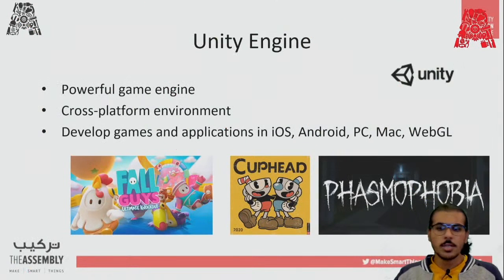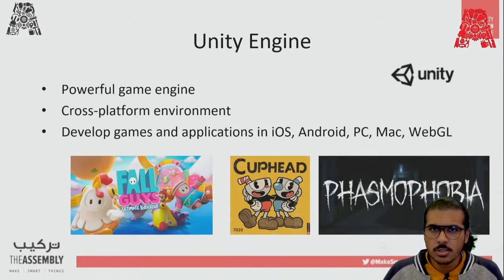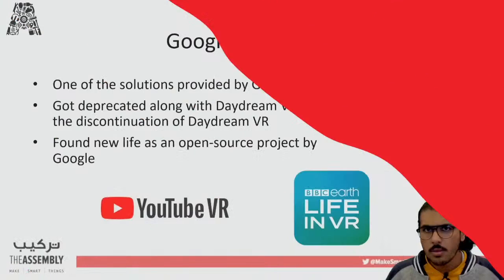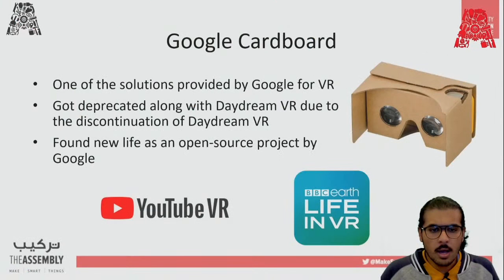So let's get to the Unity engine. So Unity engine, like the name suggests, it's a powerful game engine, and which is also a cross-platform environment, allowing you to create applications on many platforms such as iOS, Android, Windows, Mac, and even for PlayStation and Xbox, since it's a game engine. And there are many applications developed on it, such as the really popular Fall Guys and Phasmophobia, and also Cuphead.